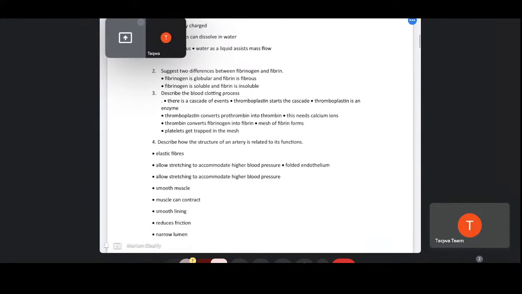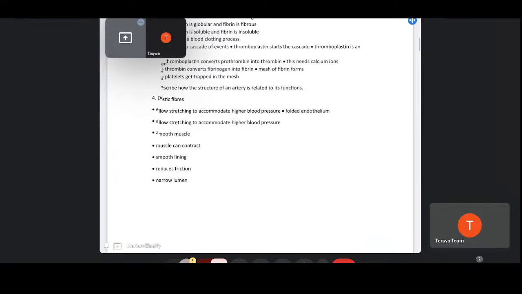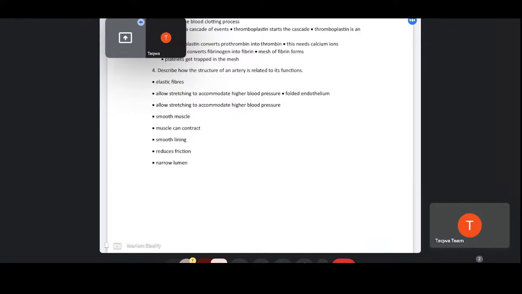So again, the fibrinogen and fibrin is important in the term of blood clotting. The thromboplastin converts the prothrombin into thrombin, which needs calcium ions, so it converts the fibrinogen into fibrin. Why into fibrin? Why fibrin? Because it's insoluble.